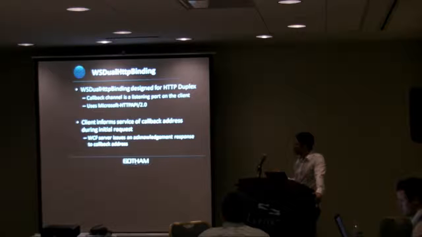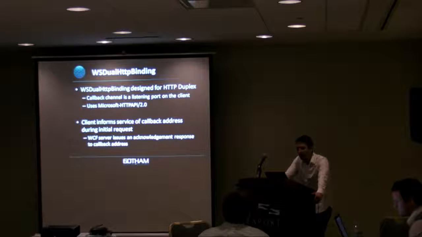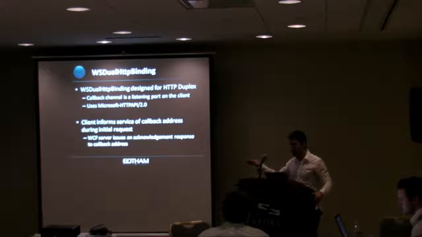Now, again, the real interesting point here is that the receiving end, the client, actually opens up a listening port that has almost a lightweight web server running on it. It uses the HTTP API, which is the same API that IIS 7 uses. And the way it works is the client actually informs the server of its URL, its host name and its port number, and then the server acknowledges that by sending an acknowledgement request back to the client. And once that happens, the two-way communication starts.